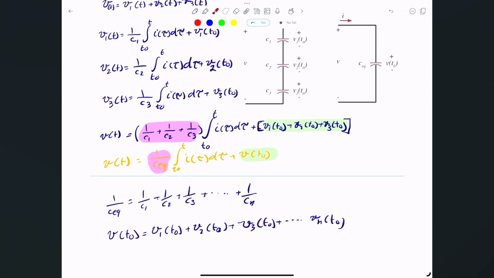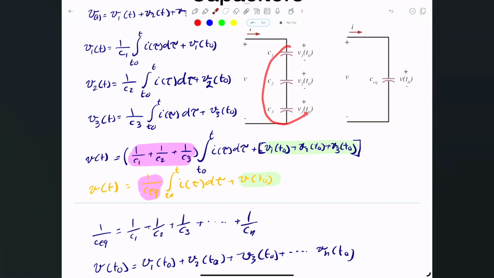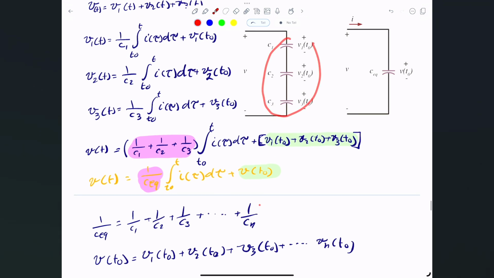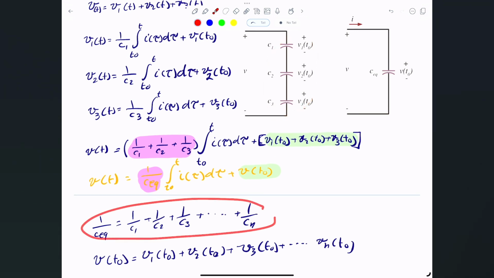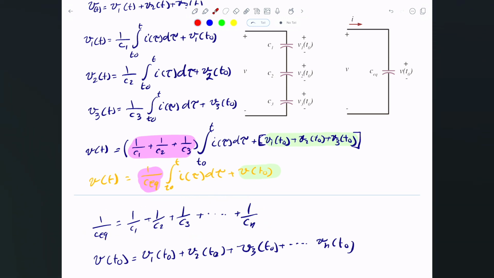So to summarize, combining capacitors in series is pretty much similar to combining resistors in parallel. So capacitors in series combine in the same way that we combine resistors in parallel.